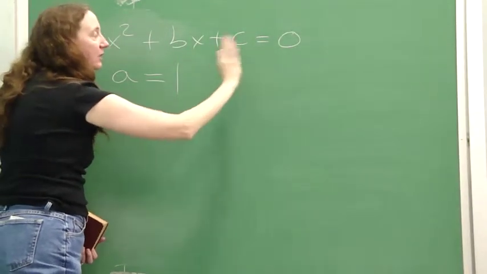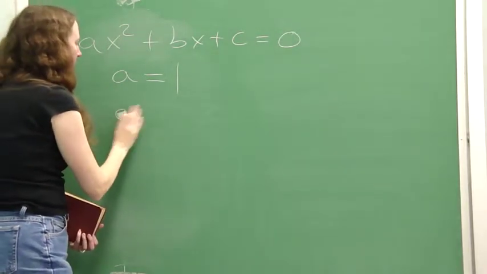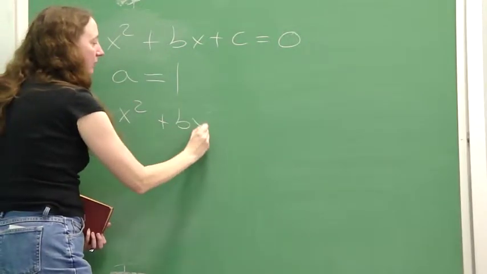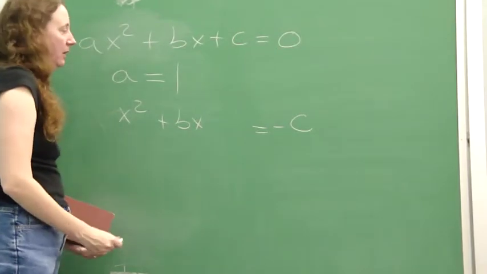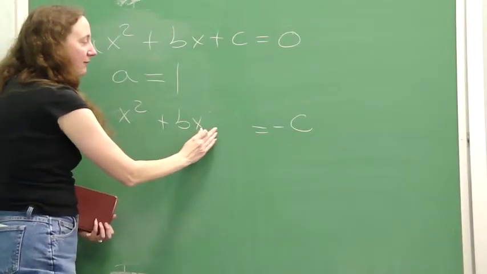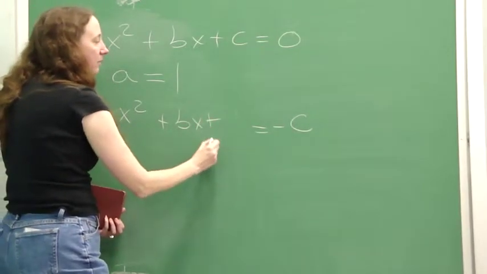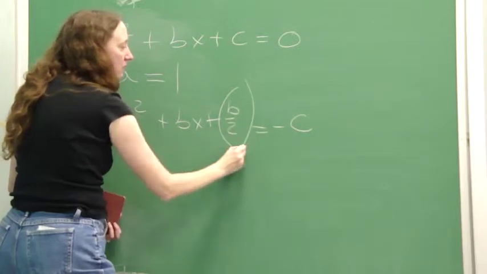If you have that, then you will have to move the c to the other side of the equal sign, so that you have x squared plus bx equals negative c. Notice that I've left a space here. This space is taken up by plus b over 2 squared.